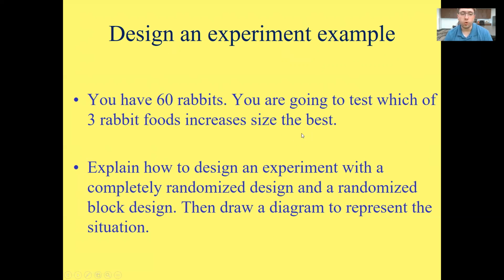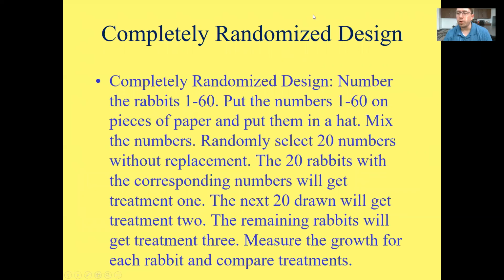So something that you might have to do on a test is fill in all those little rectangles that say experimental units, randomized, what my treatments are, what I'm measuring, and comparing at the end. So an example of that would be for completely randomized, this one here. Go ahead and number those rabbits 1 through 60. Put the numbers 1 through 60 on pieces of paper and put them in a hat. Mix the numbers, randomly select 20 numbers without replacement, and the 20 rabbits with the corresponding numbers are going to get treatment 1. Do the same thing again for the next 20 rabbits, and they're going to get treatment 2, and then the remaining rabbits will get treatment number 3.